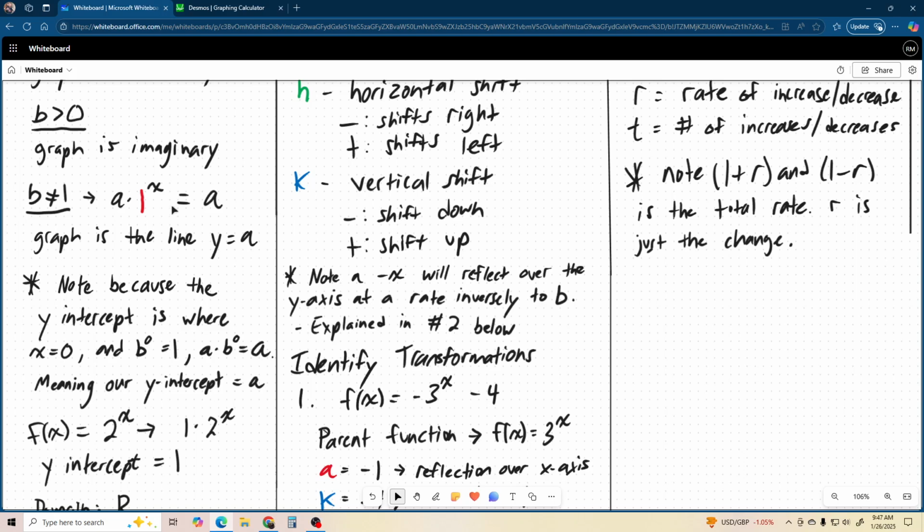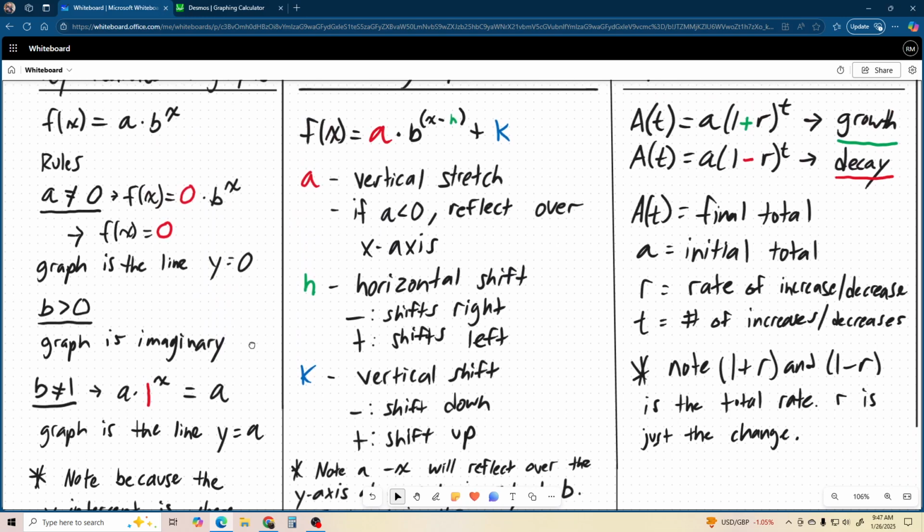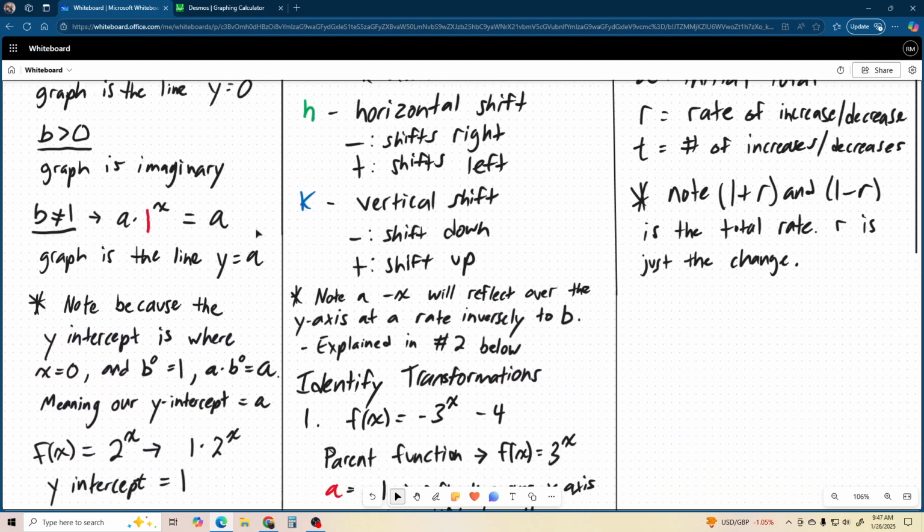Because the y-intercept is where x equals 0, if we look back at our original function up here, b to the 0, this whole b to the thing, would all equal 1. And a times b to the 0 equals a, as we just talked about, which means that whatever our y-intercept is, it's actually just whatever a is.